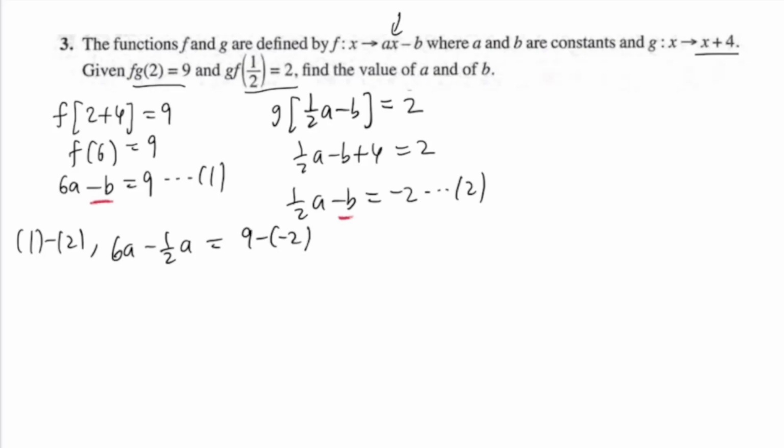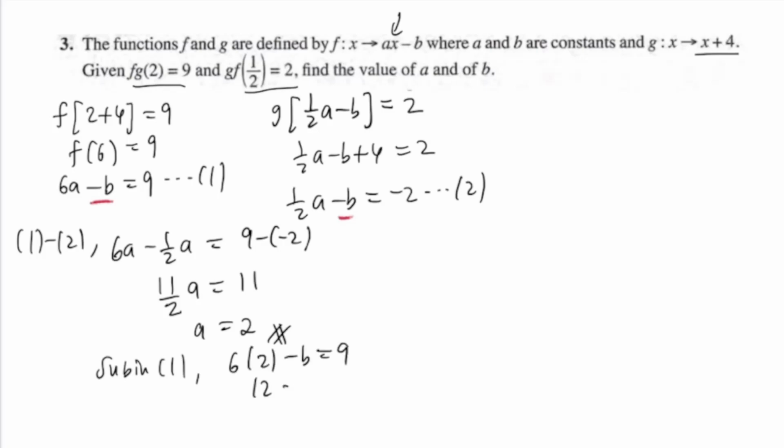Let me just write down one extra step so you can understand that. 6a minus half a is 5 and a half, so we can write 11 over 2. 9 minus minus 2 is 9 plus 2, which is 11. a is just 2. So once you got the value of a, we can just sub inside any equation. Maybe I sub inside equation number 1. So 6 times 2 minus b equals to 9. 12 minus b is 9. b is 12 minus 9. Yeah, b is just 3.